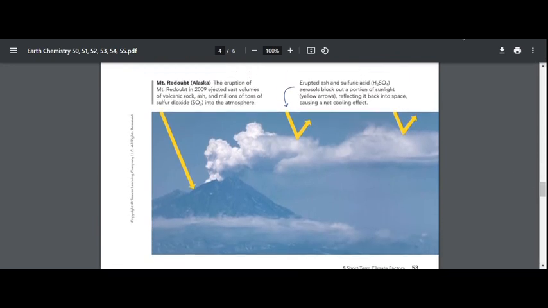All right, so now we're going to look at Mount Redoubt in Alaska. The eruption of Mount Redoubt in 2009 ejected vast volumes of volcanic rock, ash, and millions of tons of sulfur dioxide into the atmosphere. Erupted ash and sulfuric acid aerosols block out a portion of sunlight, yellow arrows, reflecting it back into space, causing a net cooling effect.